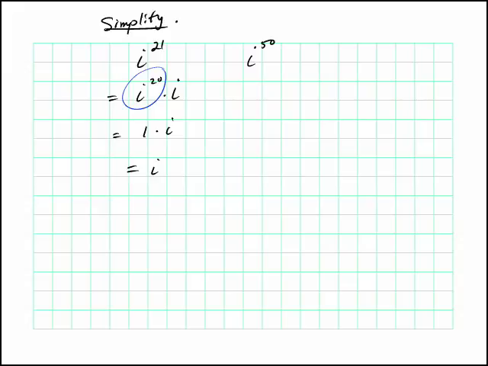i to the 50th power. Nearest multiple of 4, 48. It's i to the 48th times an i squared. Since 48 is a multiple of 4, I know that this is equal to 1 in that pattern that we developed. So that's i squared, but we know i squared is negative 1, so this reduces to negative 1.